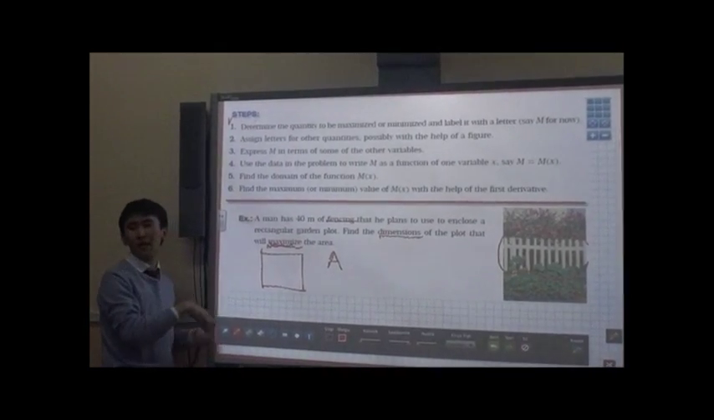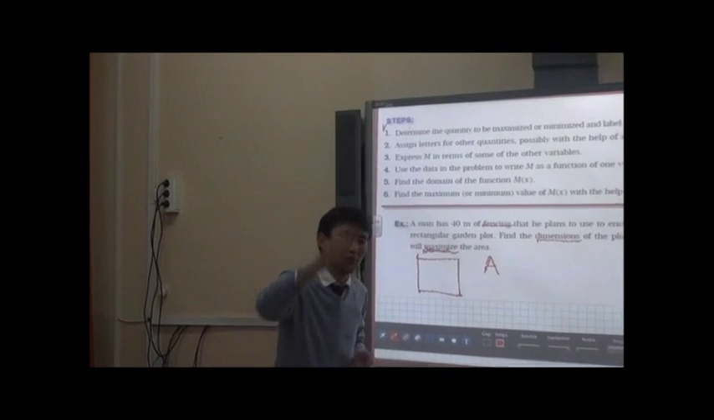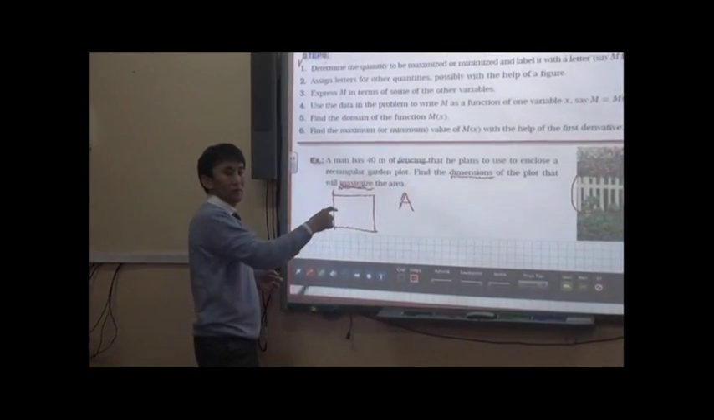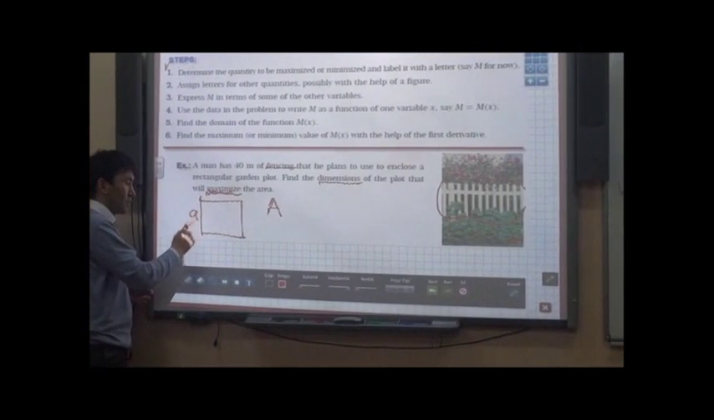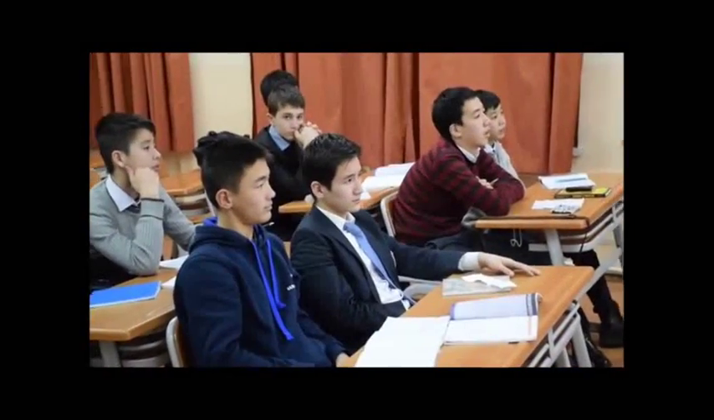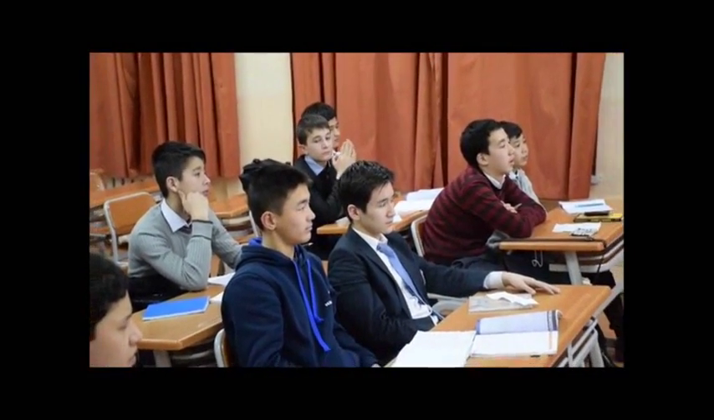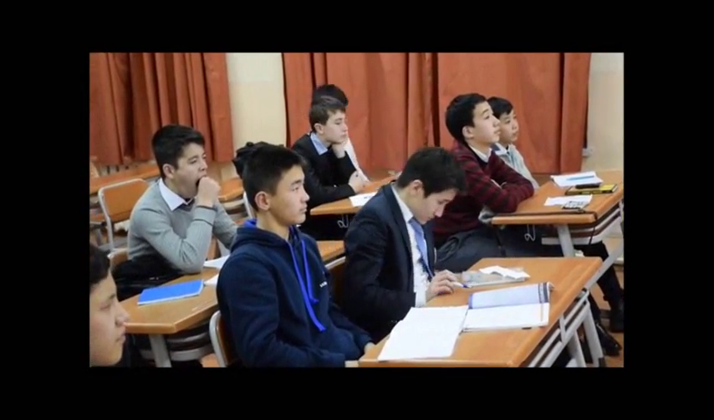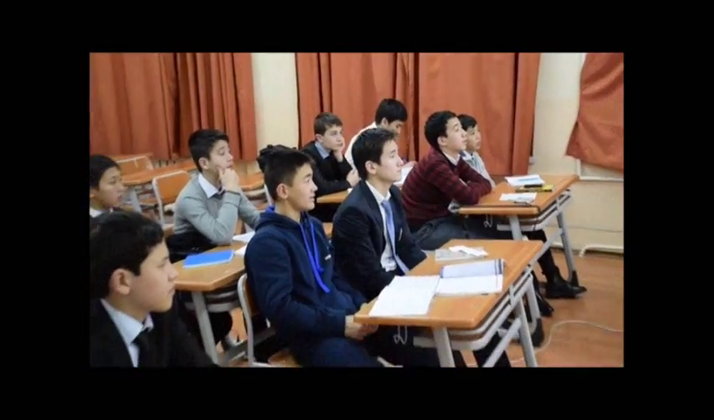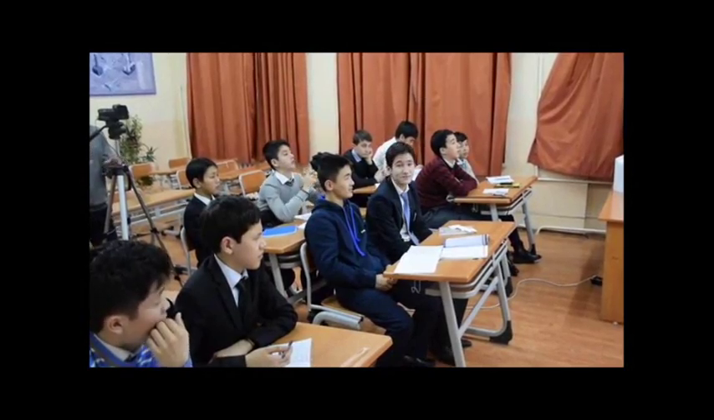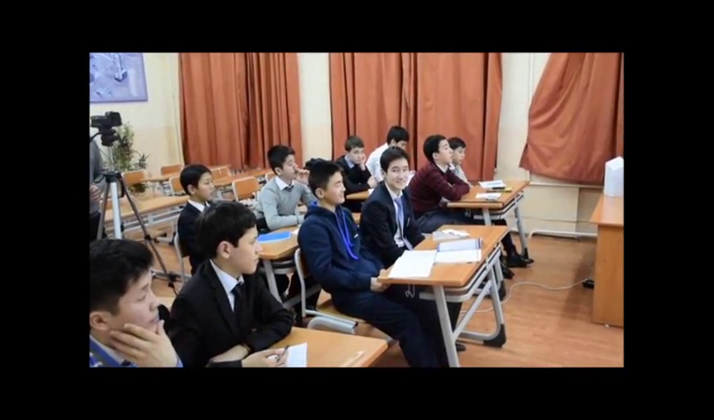Now here to find the area of rectangle, what do I have to do? Multiply two sides. Yes. We will now denote this side with A and length with B. Now the third step is express them in terms of some other values. Write the quantity in terms of other values. A is equal to A times B.